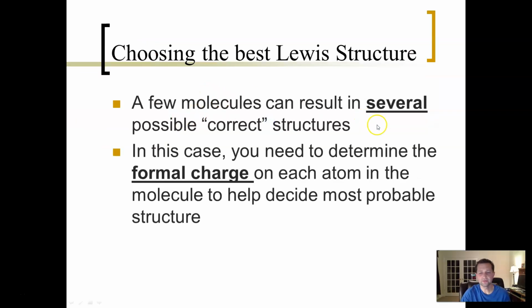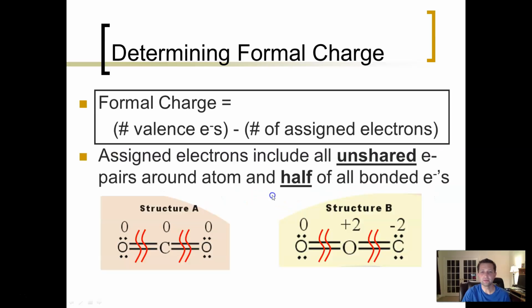So a few molecules can result in several possible correct Lewis structures. Sometimes it'll specify to just draw or write a correct Lewis structure, or which one is the best Lewis structure. So if you want to see which one is the most correct, I guess, or the preferred structure, we're going to need to determine something called the formal charge on each atom in the molecule. That'll help us determine, again, which is the most probable structure.